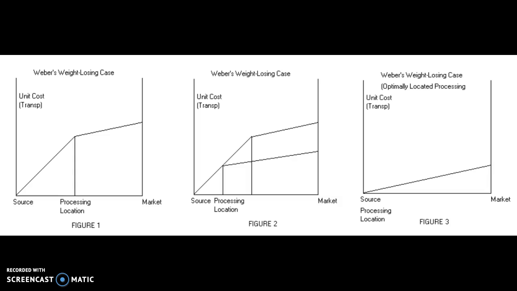Again, what these three figures illustrate is bulk reducing because the input, or the source, wood being timber or wood, has a high transportation cost due to its weight, more so than the final product of the post.